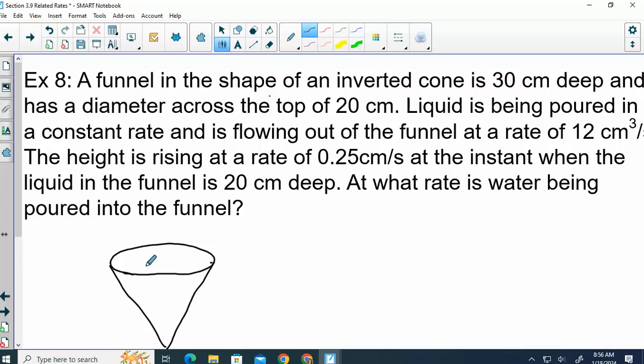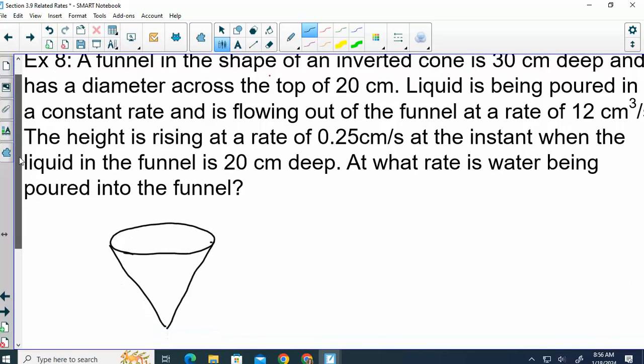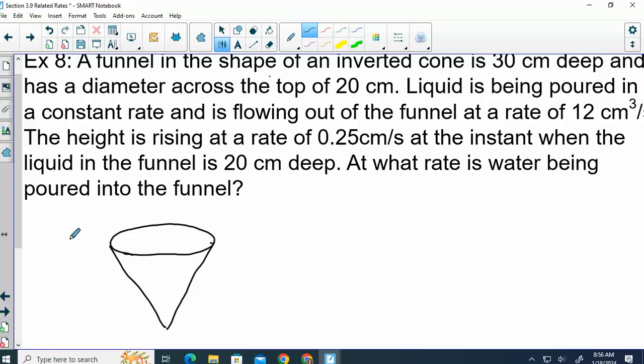It is 30 centimeters deep. So what's that? The height of this whole cone. And the diameter across the top is 20. Okay, we never really use the diameter for anything. We always use the radius. So if the diameter is 20, what would our radius be? Quick check, make sure your units match. These are all centimeters, so we're okay.